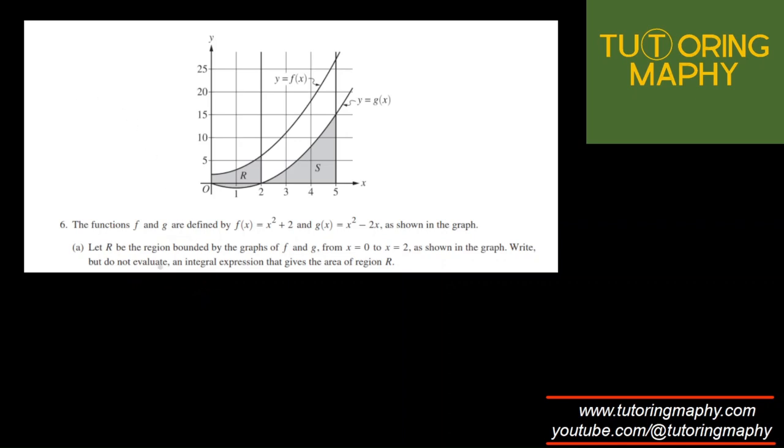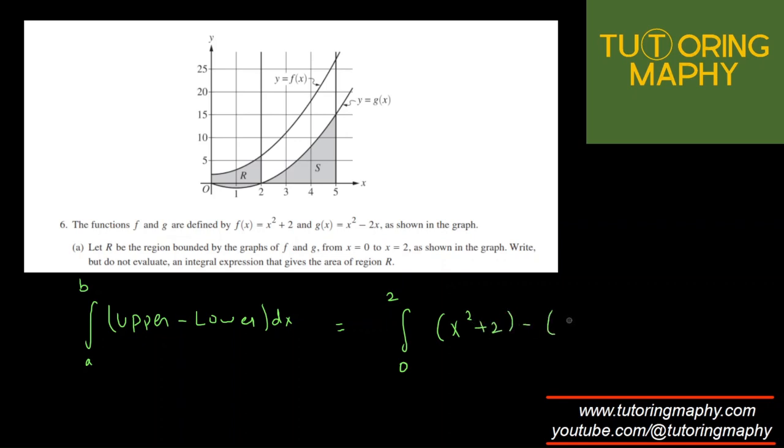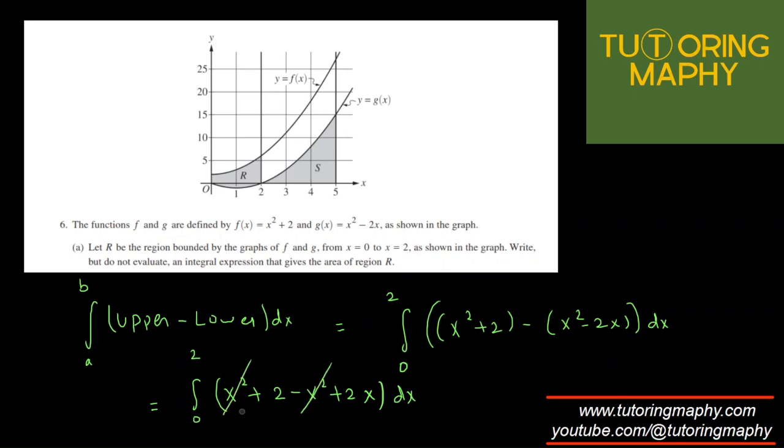So we know that the area bounded between the two curves is given by the integral from the lower bound to the upper bound of the upper function minus the lower function. So the bounds are clearly 0 to 2. The upper function is obviously x squared plus 2, and the lower function is of course g(x), which is x squared minus 2x, dx. Which is equal to the integral from 0 to 2 of x squared plus 2 minus x squared plus 2x, if we just distribute the negative. And finally x squared minus x squared is gone, so I'm just left with 2 plus 2x. So the integral from 0 to 2 of 2 plus 2x dx.